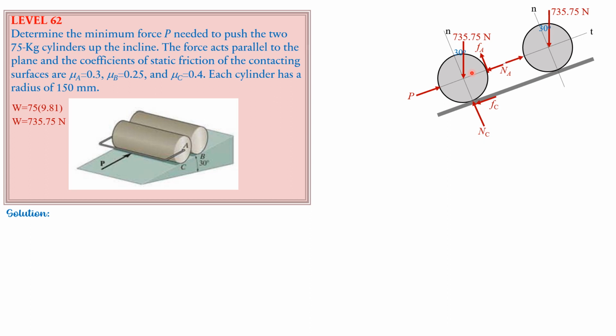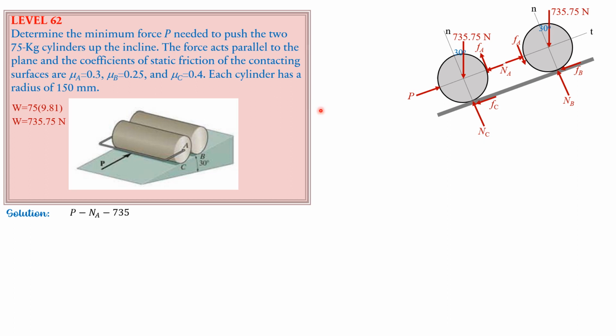Then we have NA transmitted to the upper cylinder, friction, which is now going down, then normal reaction NB, friction FB, which is going down, and that's it. So for the lower cylinder, summation of forces tangential equals 0.